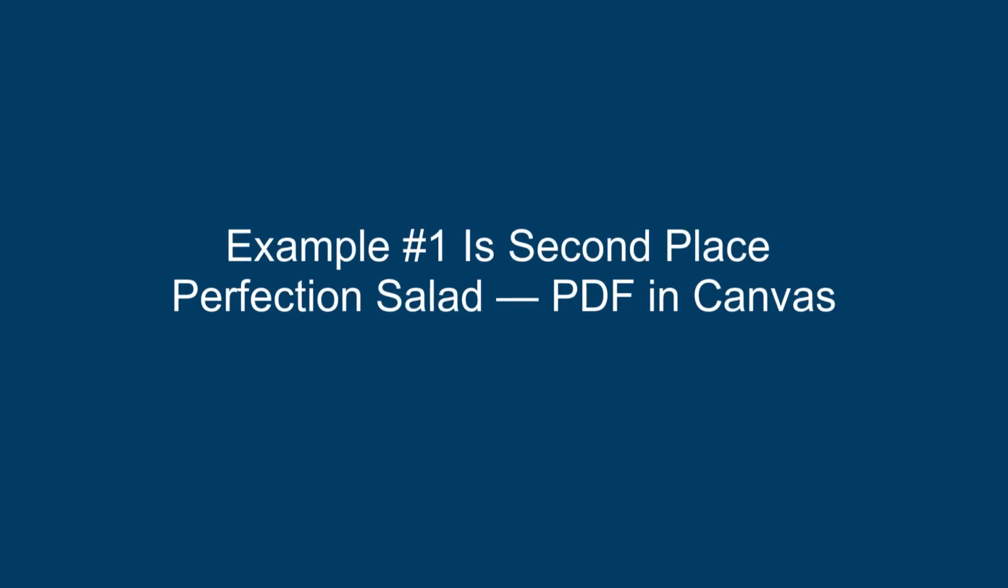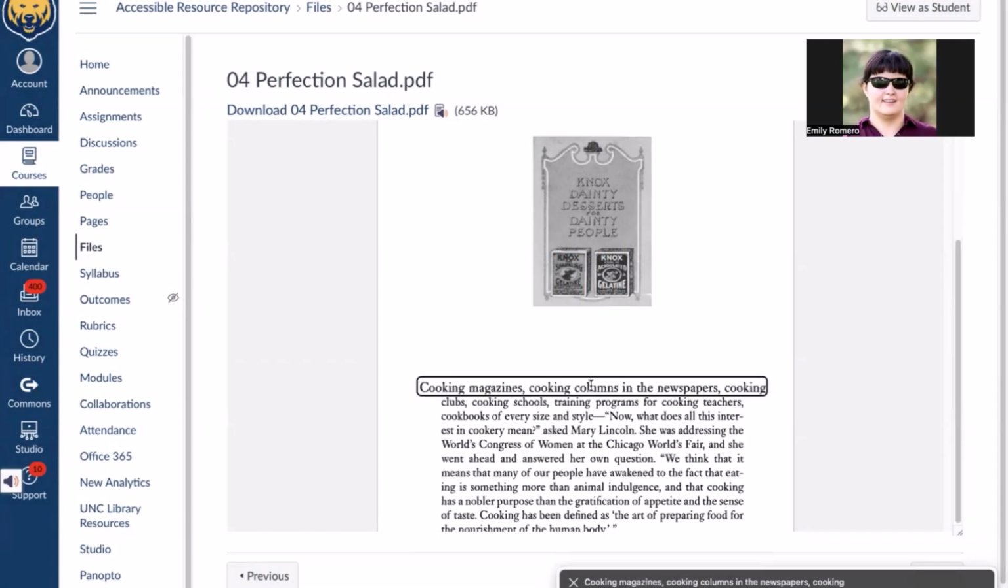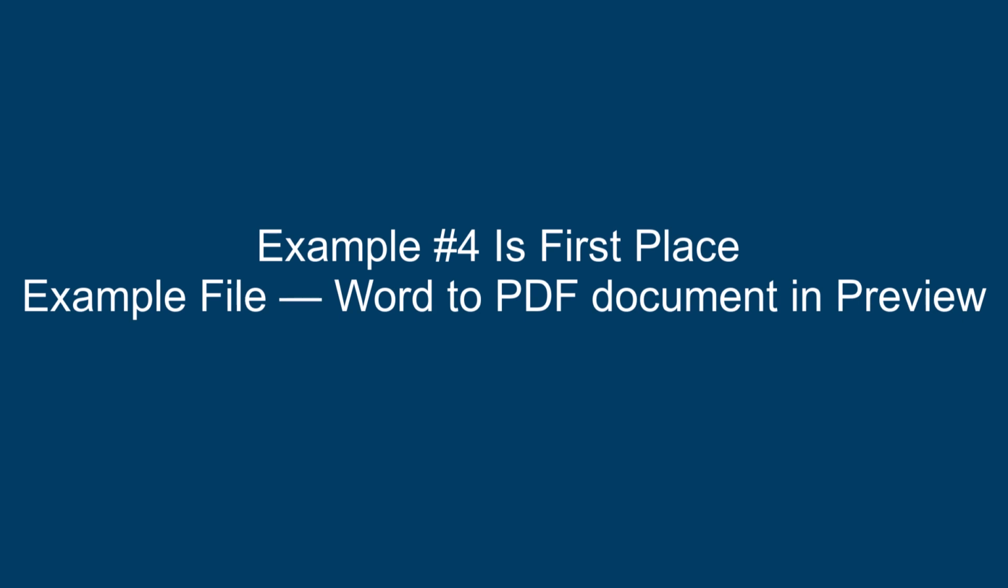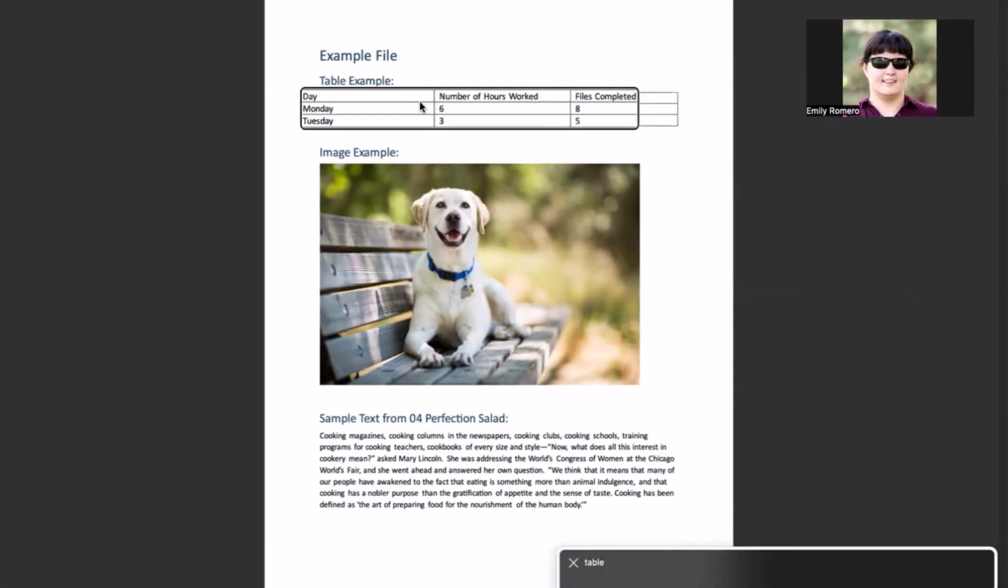2nd place was the text of Perfection Salad. It was reading nicely, but the alternative text for images was missing, and I, as a screen reader user, would not have known that that image was there if a colleague had not told me. Finally, we viewed our 1st place file, which contained the table and image example with alternative text.